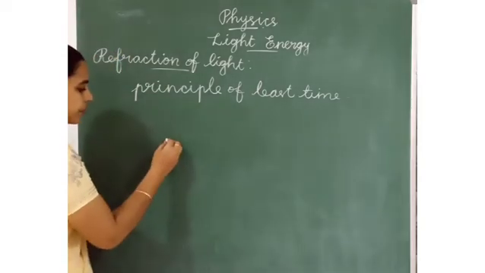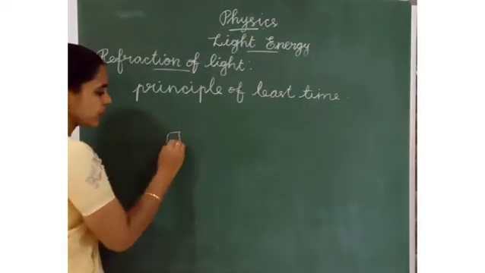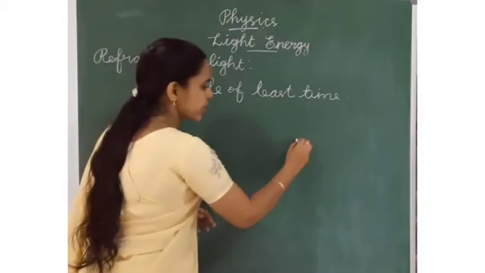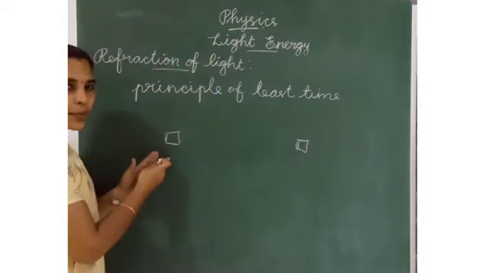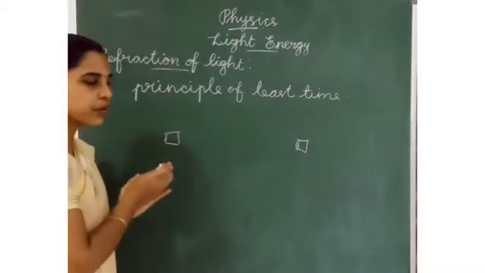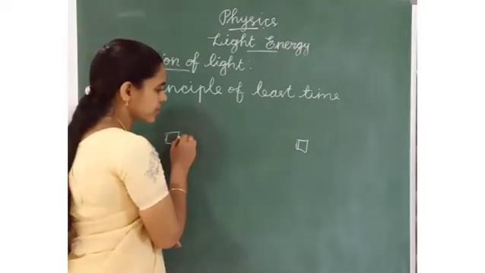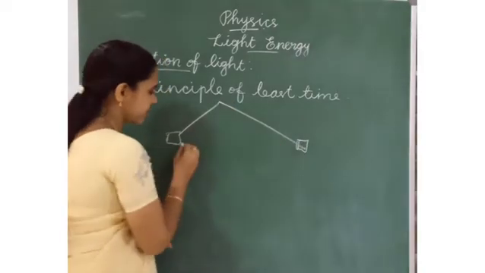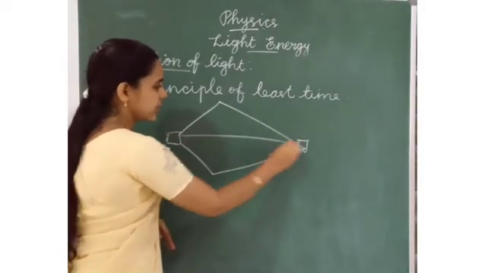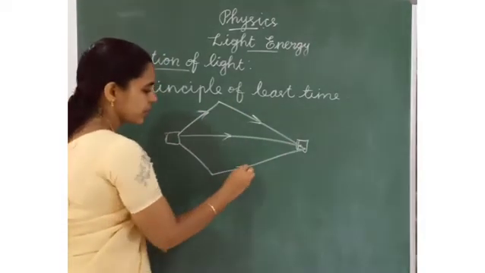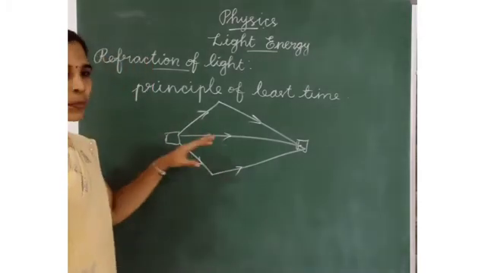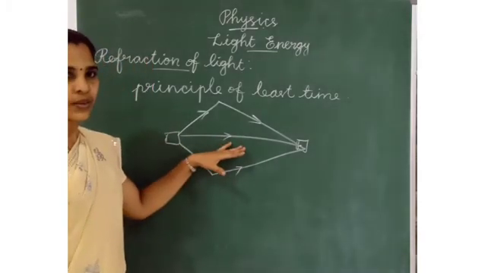For example, this is one object. This is another object. This is one medium. This is another medium. Light travels in different paths. It will go like this, like this. So it will take more possible paths.